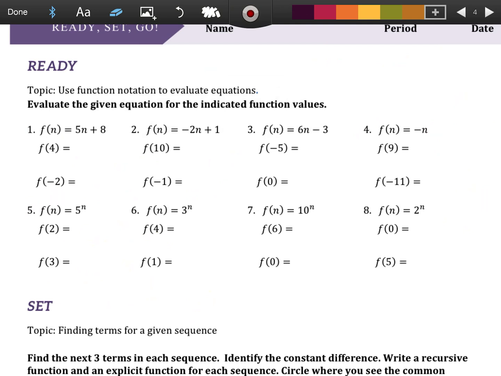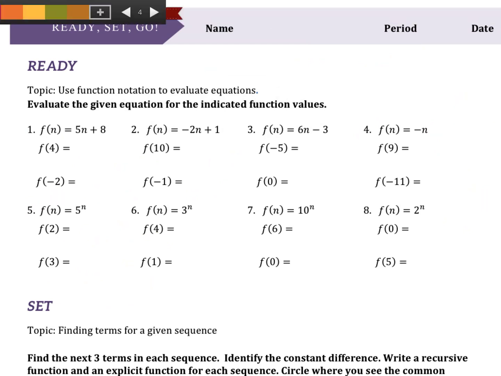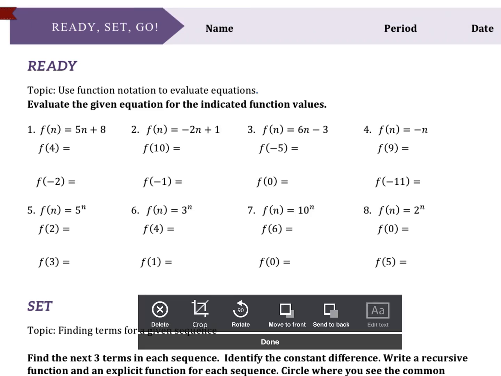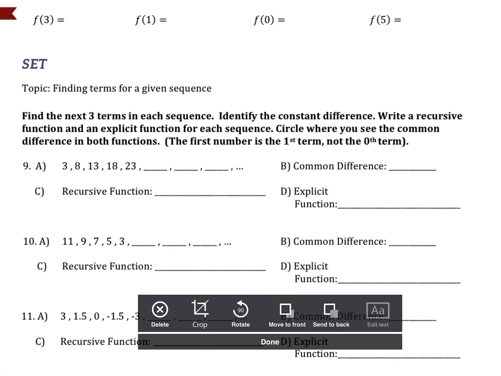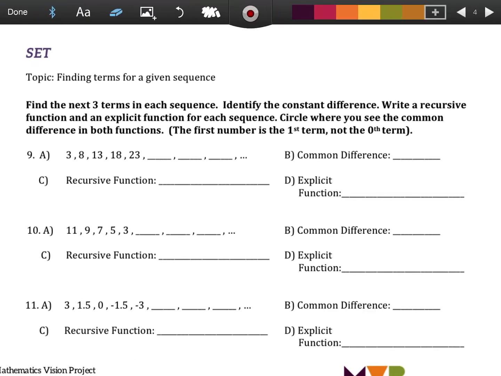Let's move to the set, where here we're finding terms for a given sequence. So we already have a pattern going. We're being asked to talk about the common difference, the recursive formula, which calls back to one of the previous functions that starts from the get-go, and then continue to talk about an explicit function. All right, let's do this.